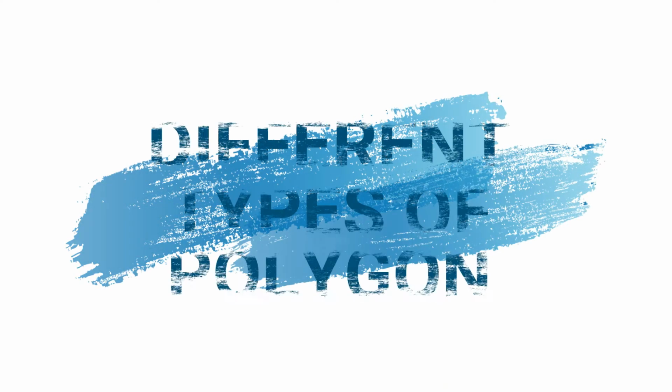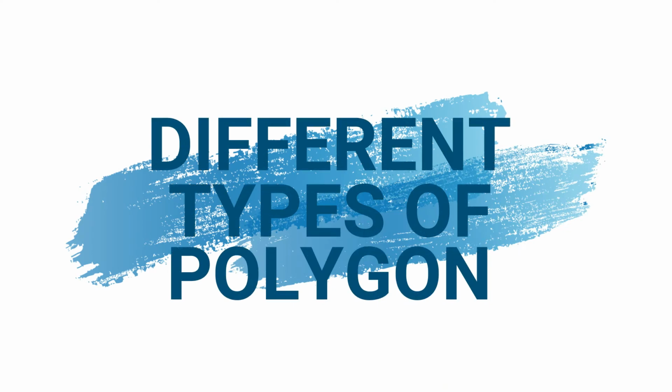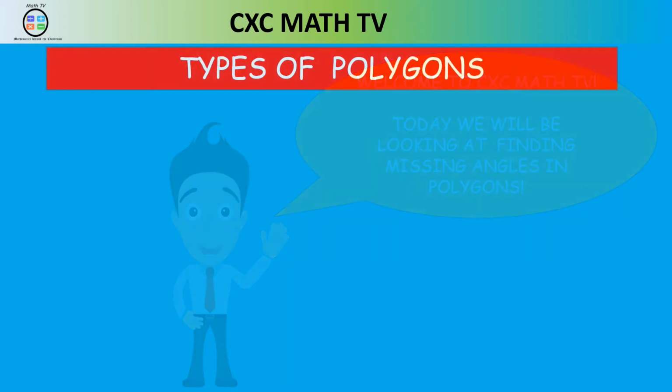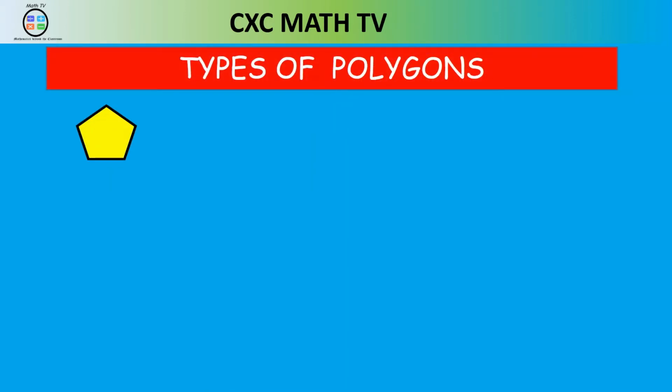Today we will be looking at finding missing angles in polygons. The first thing we want to look at is the different types of polygons there are. So the first type of polygon we want to look at is the pentagon. A pentagon is just a five-sided figure, alright?